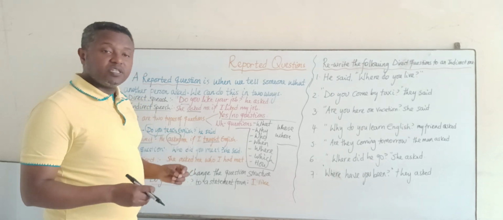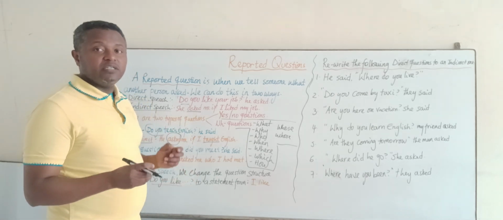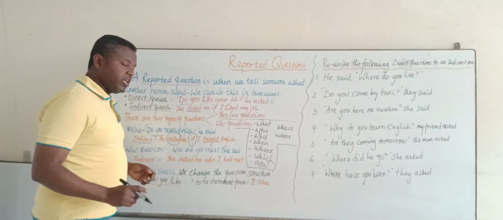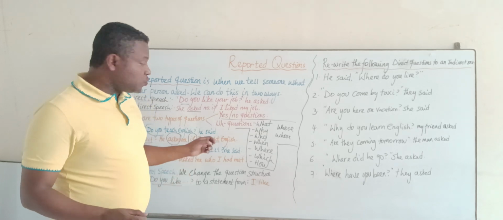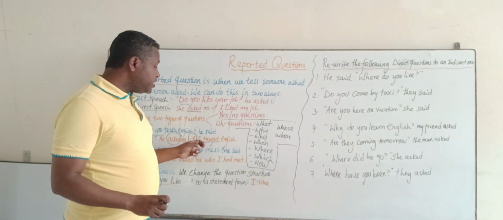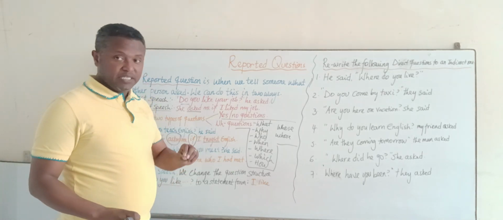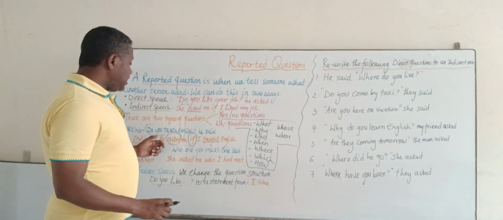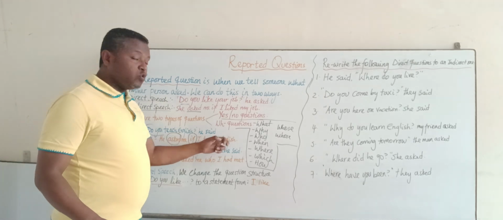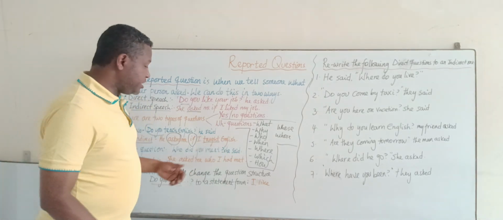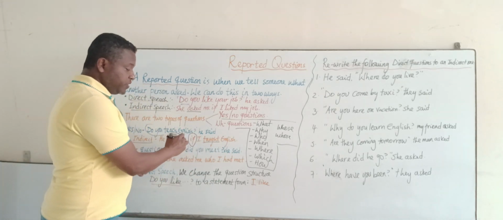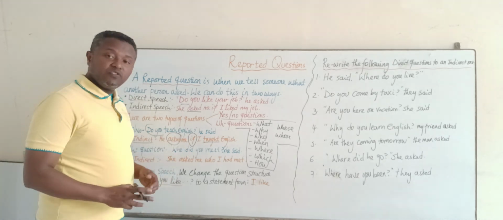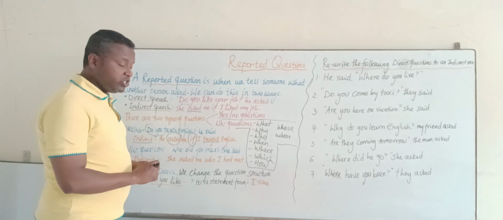So this question is basically a yes or no question. When we convert a yes or no question into a reported question, we use if. Okay? If. This is one word that we put in place. It's not the only one. We can also use whether. He asked me whether I taught English or not. Whether I taught English or not. So this is common. If is the most common way of converting a direct yes or no question into an indirect one.